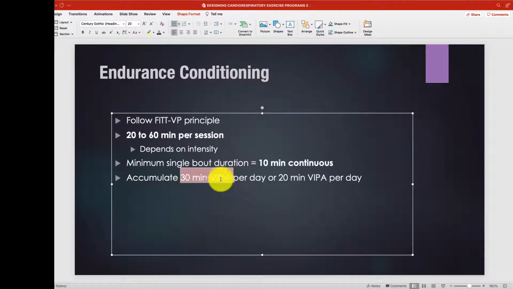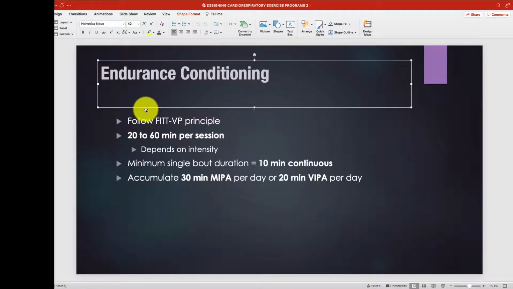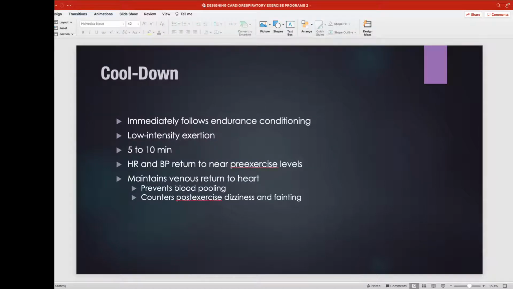If we are going low and slow, that would be moderate. We want to do an extra 10 minutes. If we're going hard and fast, vigorous, that would be 20 minutes. So again, I'm just showing you that relationship between time and intensity. And then cool down.